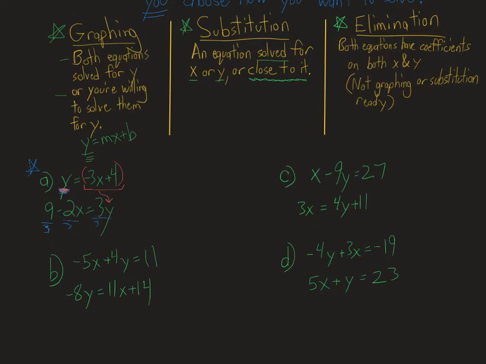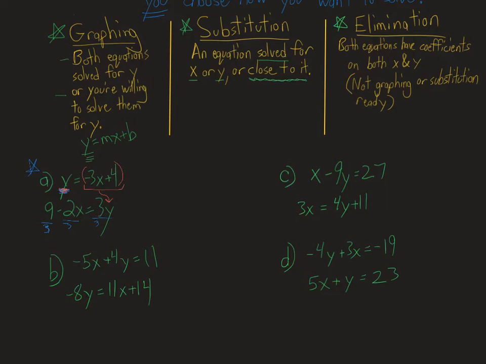All right, B. If we look at B, nothing is solved for a variable or easily solvable for a variable. If I try to divide off that negative 8 or that 11, I'm going to get multiple fractional answers. Same thing up here with the 4 and the 5. If I try to divide that coefficient off and solve for x or y, I'm going to end up with ugly fractions. So B to me is a really obvious elimination problem.